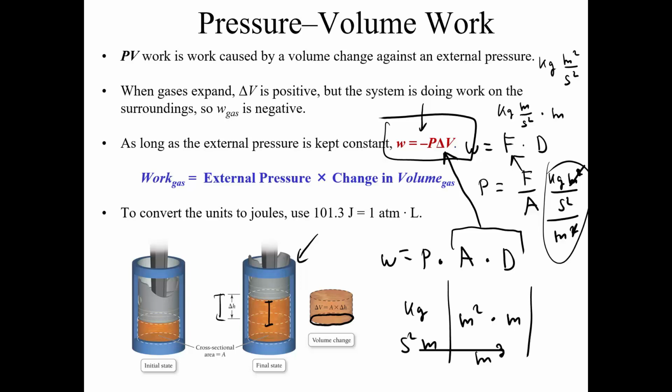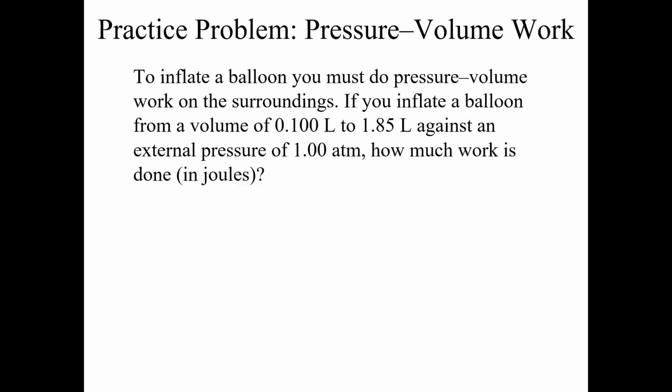And of course, usually volume is measured in liters and pressure in atm, so if we plug into this equation, we use atm for pressure and liters for delta V. In order to get back to W, we have to convert the atmospheres times liter with this conversion factor. So this is an important conversion factor. Let's use that equation, W equals minus P times delta V, to determine work.